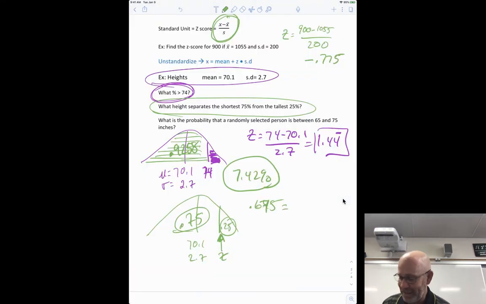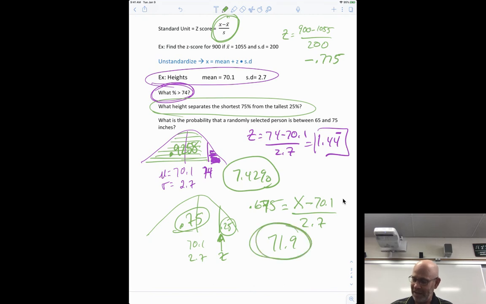0.675. That has to be equal to the number that we're looking for, which is x minus the mean divided by the standard deviation. Now it's just an algebra equation. By the way, this is the hardest math you will do in this class. Just solving a little equation. We're going to go 0.675 times 2.7. We're going to add 70.1 to it, and we're going to get roughly 71.9. So that's the cutoff that separates the lowest 75% from the highest 25%.